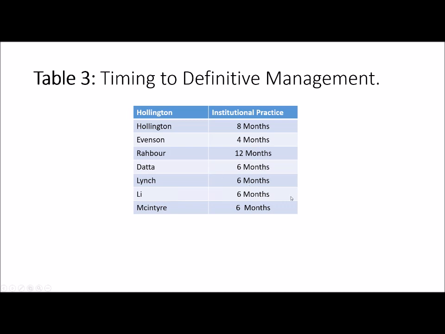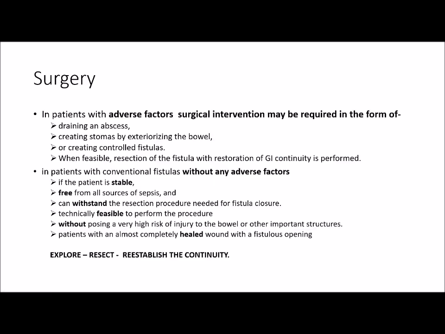So basically the average is around 6 months. That's why I said that if you want to operate on a patient with ECF, wait for about 6 to 12 months, right? What are the problems, surgery? Why do you want to wait for such a long time?